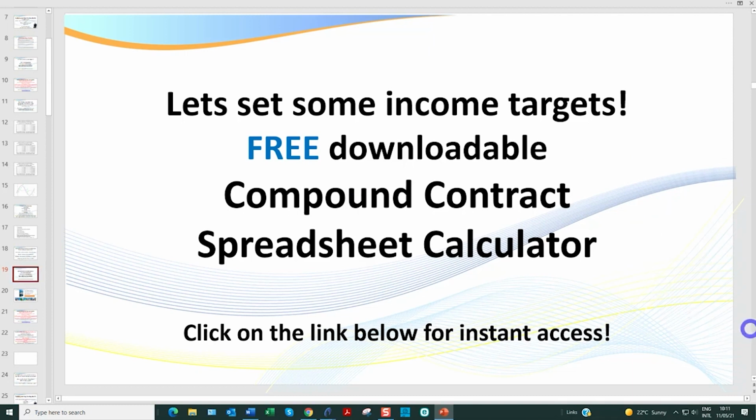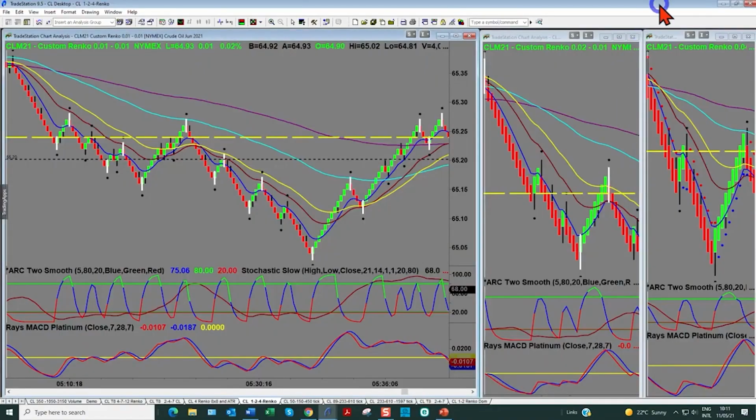So let's now go to the chart. Let me pull up my window there for CL. What we're looking at here is a one tick Renko. This is going back a day or two during the Globex session. My charts are on Eastern Standard Time, even though I'm down under in Australia. You can see here it's Eastern Standard Time. Now a one tick chart can be really useful at times.